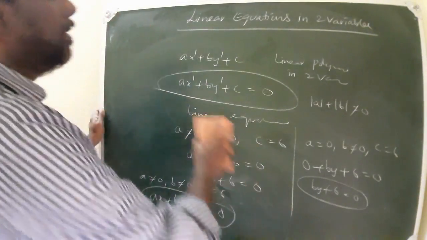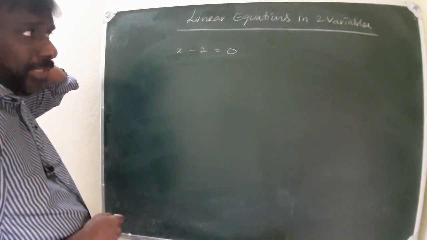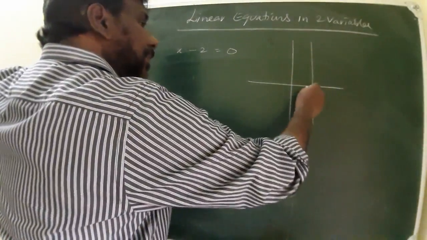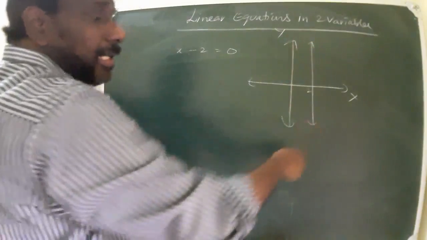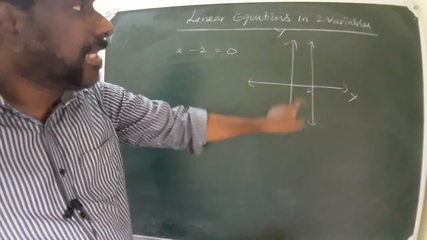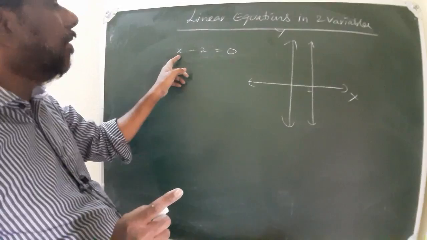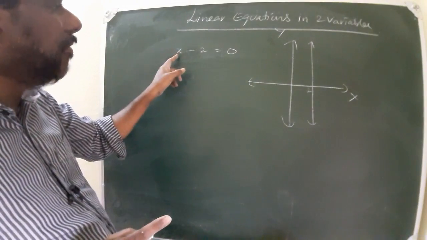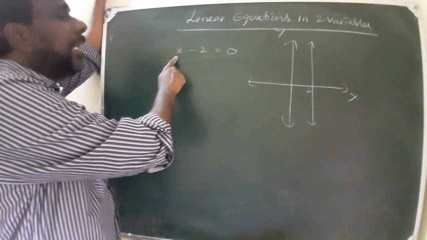So what is the difference between a two variable linear equation and a single variable linear equation? For example, x minus 2 equal to 0. If you draw this equation in the graph, you get a line like this. This is the x axis, this is the y axis. This line is always parallel to the y axis. So for a single variable linear equation where only x is there, the line is always parallel to the y axis. The variable that is not there, the line is parallel to that axis. Here x is there, so it is parallel to y.